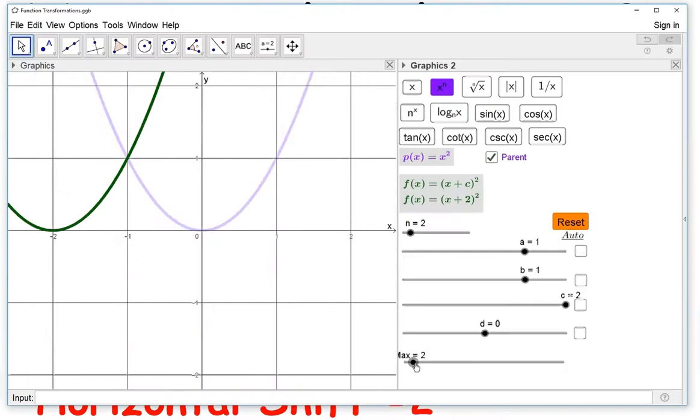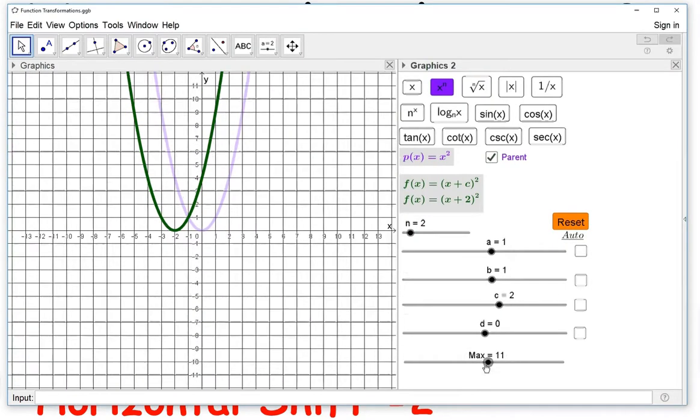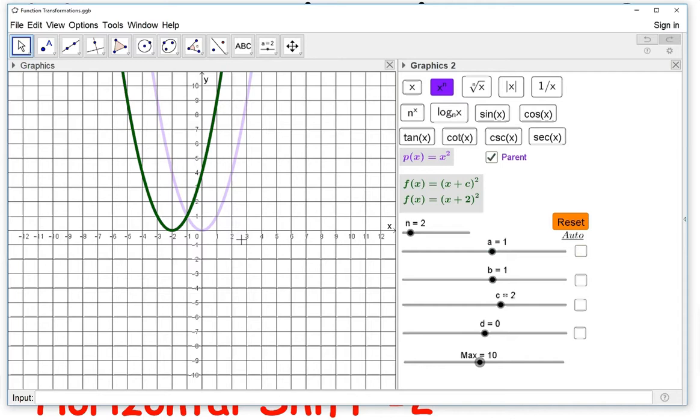I'm going to change my zoom here. So notice what happens for my parent function. Let's just shift this back for a second to 0. When I plug in 3, I get 9 back. Why? Because 3 squared is 9. Now let's look at what happens when I again make c equal to positive 2. Notice that the function shifts to the left again.